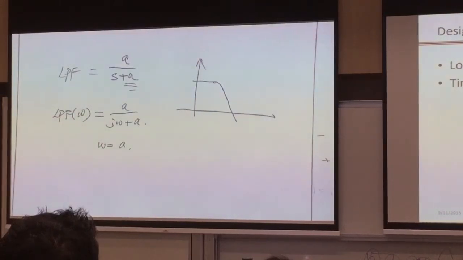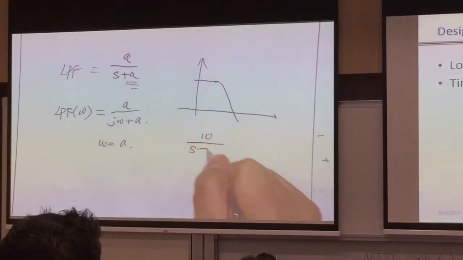What I understand is that last year in the exam they gave a question to design a low pass filter where the cutoff frequency is 10 radians per second. Then you should be able to write the low pass filter as 10 divided by S plus 10.